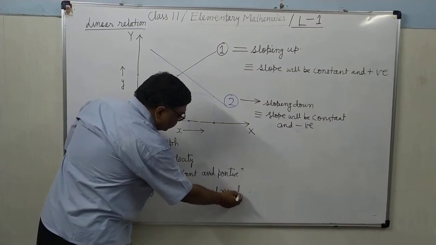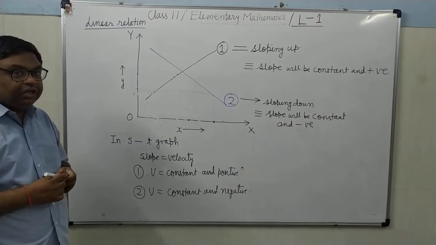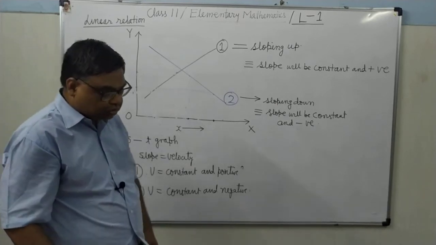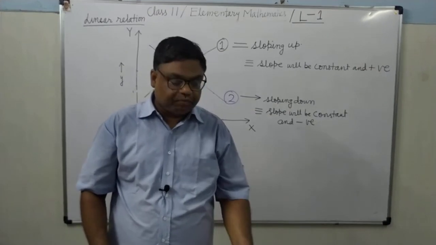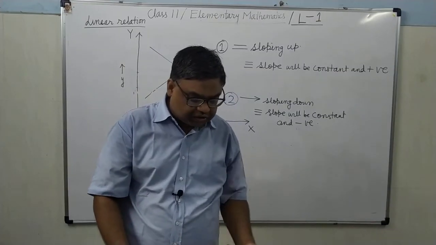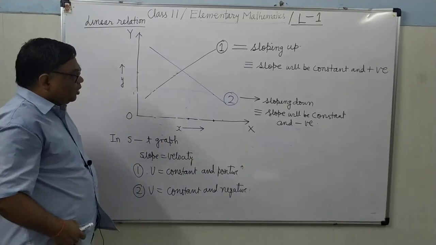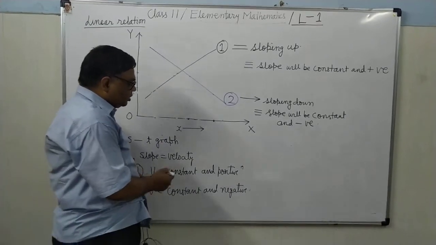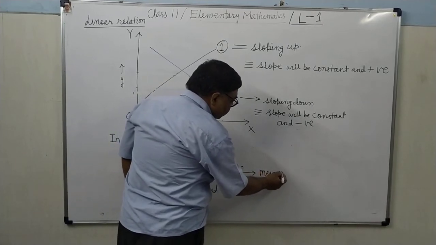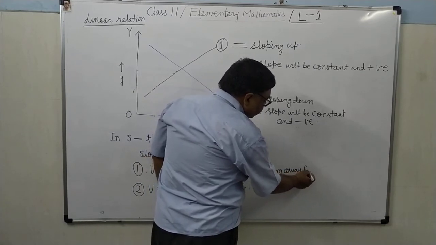Now what does it mean? Positive velocity and negative velocity, what does it mean? Positive velocity means if the body is having positive velocity, it is moving away from the origin. From the starting point it is moving away. It's clear? That is moving away from origin.